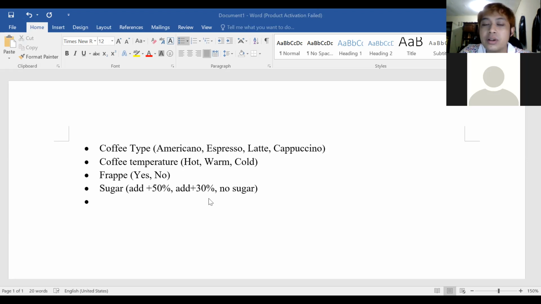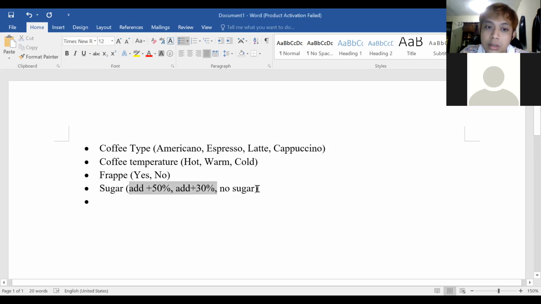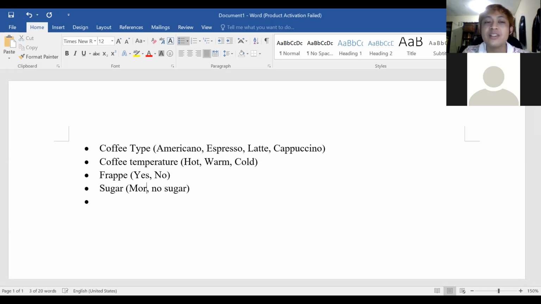Okay, so what should we do there? Any idea? Sugar level? More sugar, less sugar. Okay, let's go with more sugar, normal, less sugar. Normal is weird actually. What's normal? Okay, anyway, let's leave it at that. That's what you can control when you go to the store. What else?